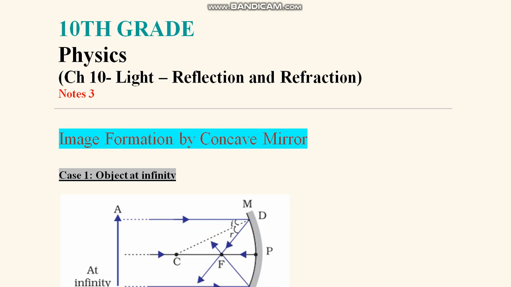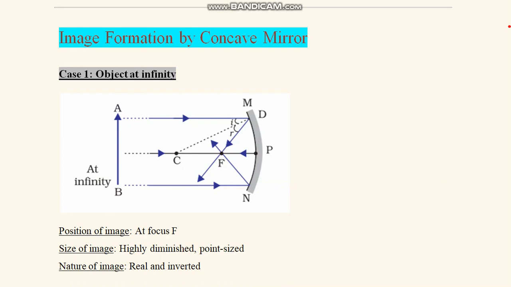Hello students. In the last class we discussed the rules for tracing images formed by concave mirrors. In today's class we will discuss how these images are formed when the object is kept at different positions in front of a concave mirror. Let us start. The first case is when the object is kept at infinity, that is very far off.